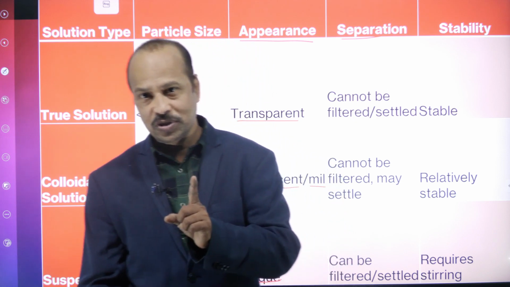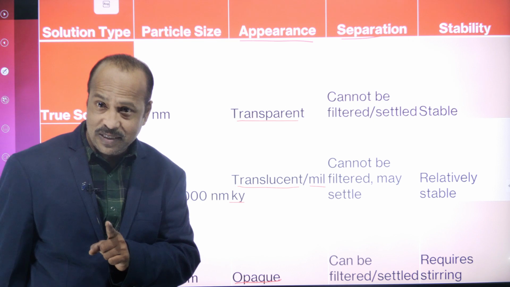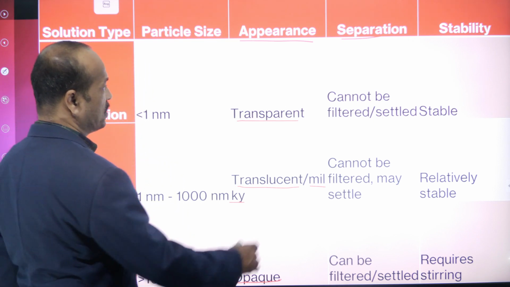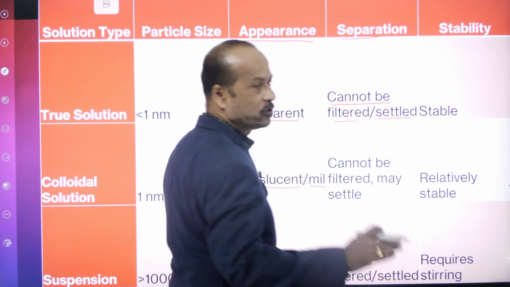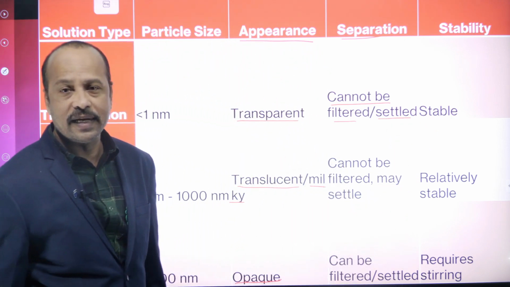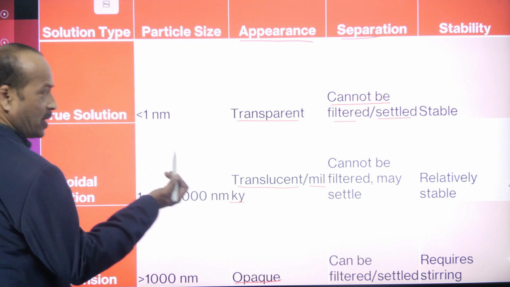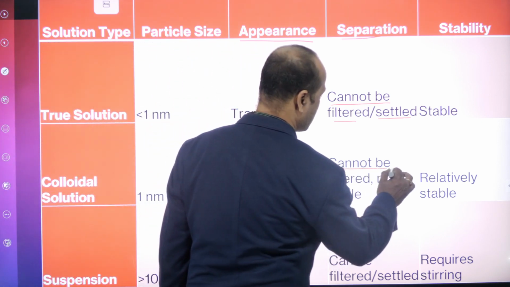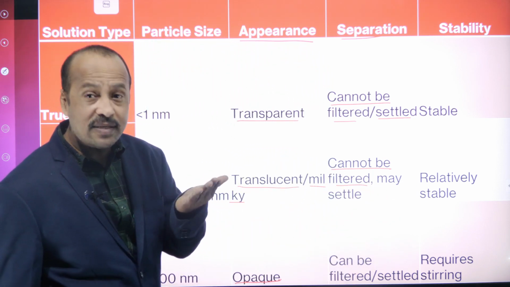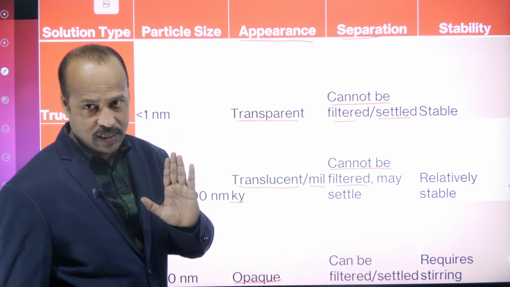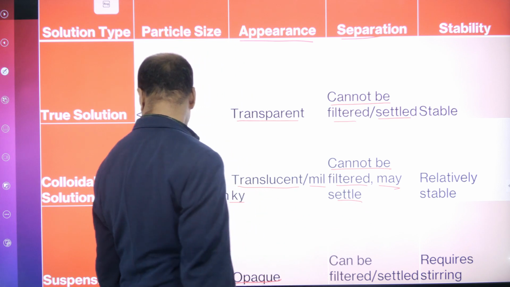Okay, so the components of true solutions cannot be separated by filtration. They cannot be filtered, and they cannot settle at the bottom. Colloidal solutions are also the same, they also cannot be separated, but sometimes they may settle. May means what? Not in all conditions. Okay, they may settle. And what is the last one?